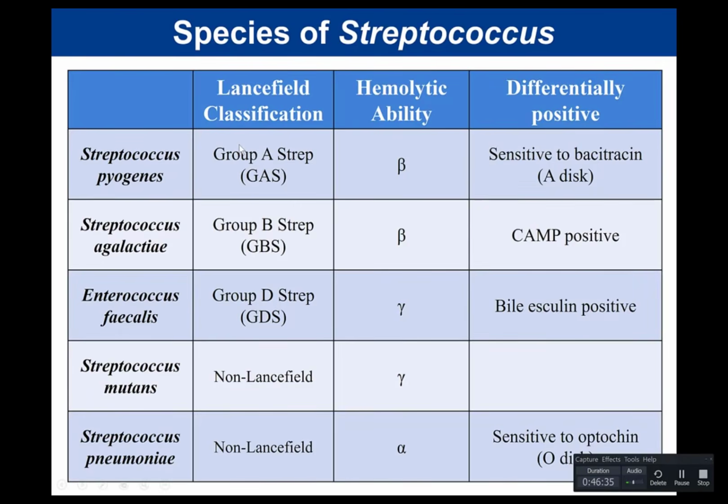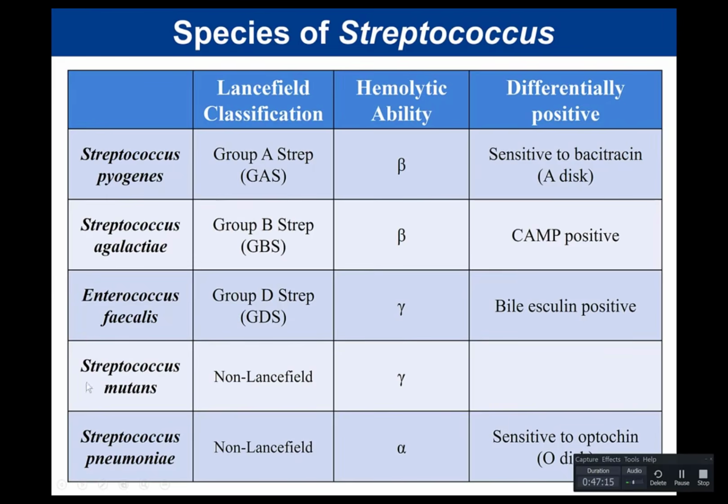So for the strep mutans, how you would identify it in this test is it's a non-Lancefield. It is gamma hemolytic, so on the blood agar, it's not going to have clearing, and it's negative for everything else. So it's not sensitive to bacitracin. It would go right up to the bacitracin disc. It is not sensitive to optochin. It's going to go right up next to that optochin disc. It's not CAMP positive, and it's not bile esculin positive. So basically, it's negative to everything, which then by default would tell you that you're looking at the strep mutans.